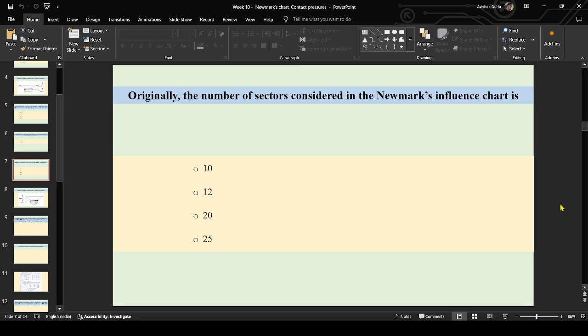I repeat the question. Originally, the number of sectors considered in the Newmark's influence chart is: first option 10, second option 12, third option 20, last option 25. Okay. Next question.